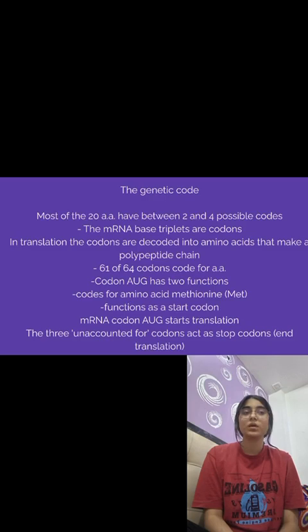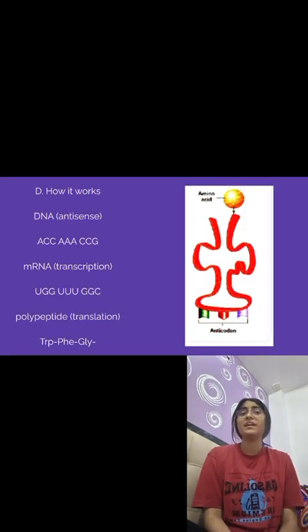The mRNA-based triplets are codons. In translation, the codons are decoded into amino acids that make a polypeptide chain. 61 of 64 codons code for AA. AUG has 2 functions: it codes for the amino acid methionine and functions as a start codon. The mRNA codon AUG starts translation. The 3 uncounted codons act as stop codons. How it works: DNA antisense ACC AAA CCG, mRNA transcription UGG UUU GGC, polypeptide translation tryptophan, phenylalanine, and glycine.